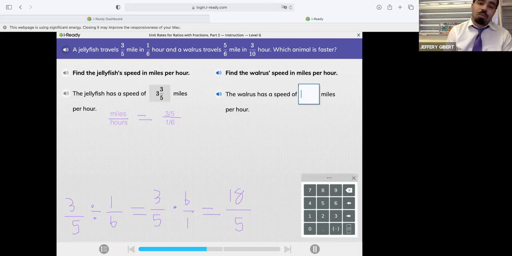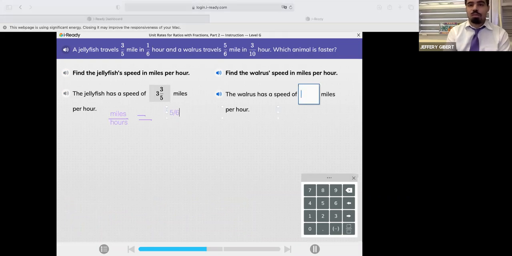All right. So miles per hour, is that miles over hours or hours over miles? Miles over hours again. All right. And what's this fraction going to be? 5/6. All right. And 3/10. All right. Now how do you get the unit rate? Dividing it. All right. What's the division problem?